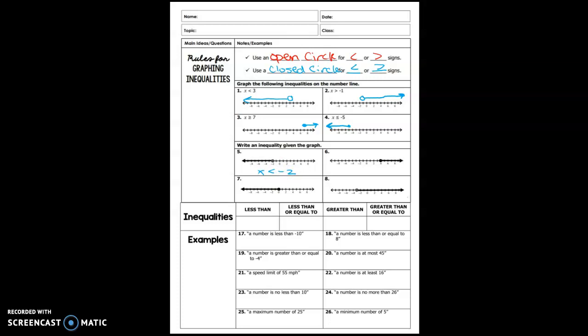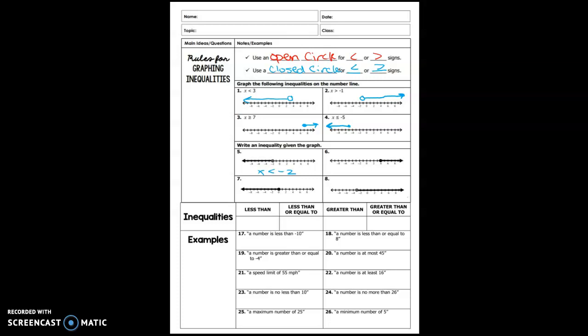Then we always want to think about possible solutions here as well. The line is covering -4, for example. Is -4 less than -2? Yes, the answer is yes. So we know we wrote the inequality given the graph correctly. Go ahead and pause the video and see if you can fill out 6, 7, and 8.